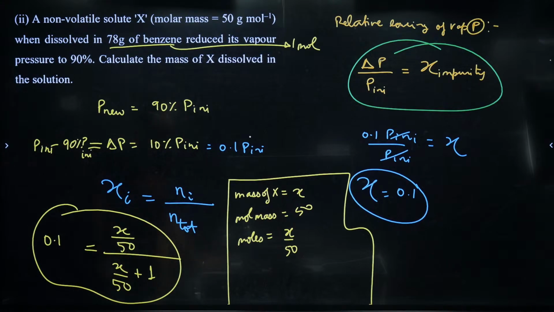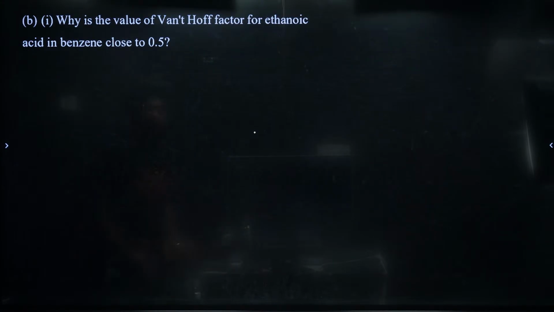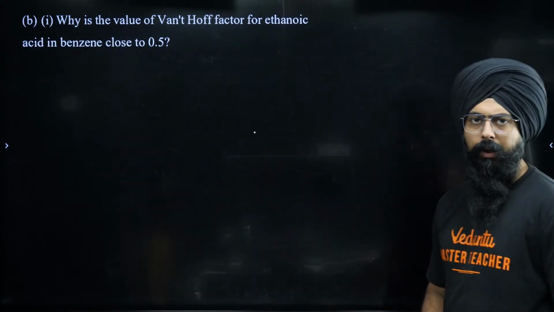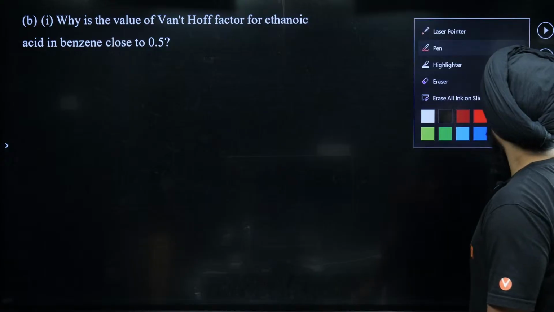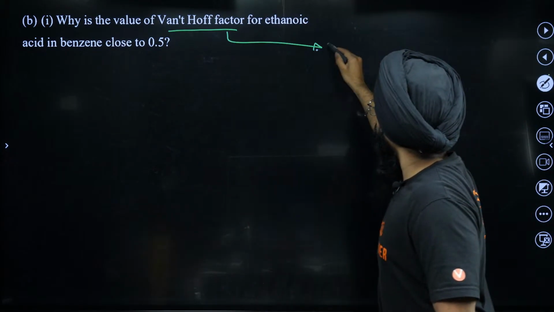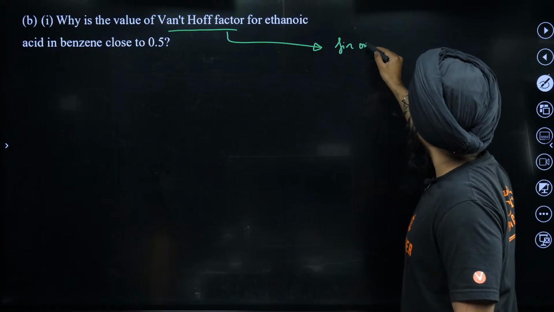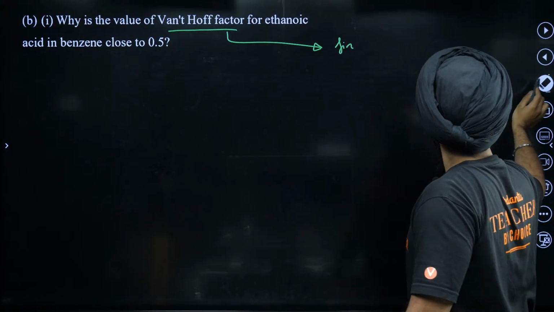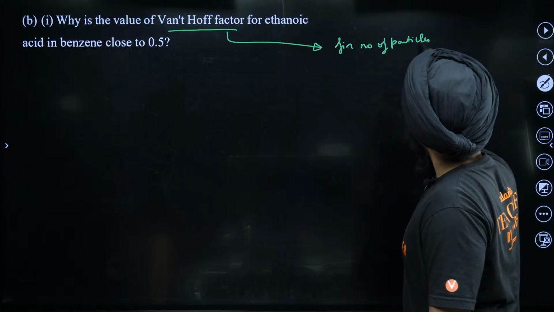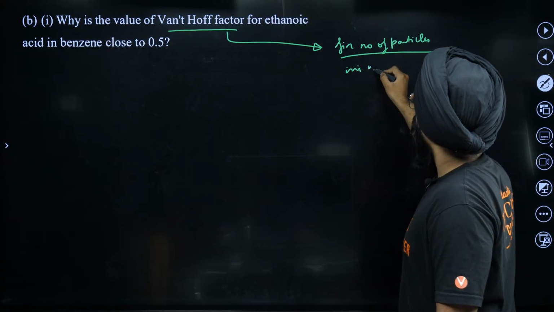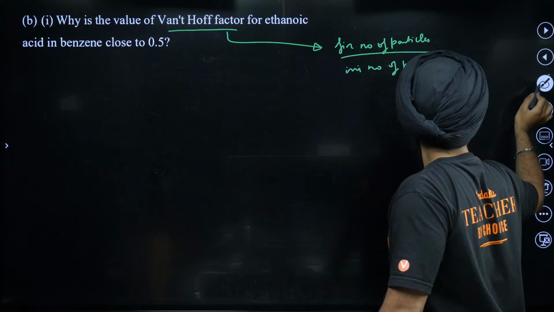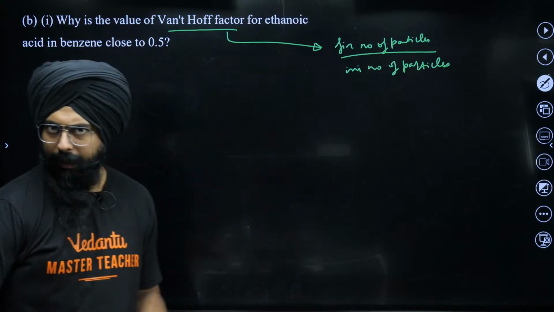Okay, fine. All right. Why is the value of Van't Hoff factor for ethanoic acid in benzene close to 0.5? What did I say, people? What is Van't Hoff factor? Van't Hoff factor is the final number of particles divided by the initial number of particles. Yes, this is what we define Van't Hoff factor as.